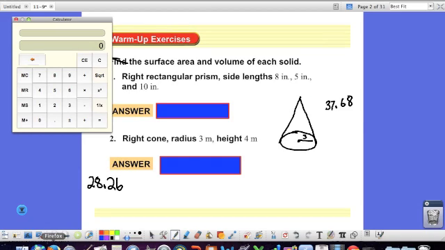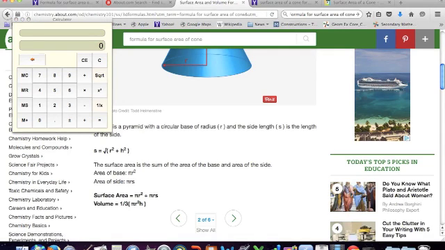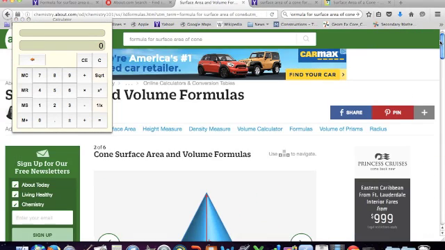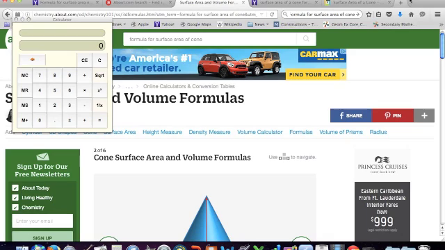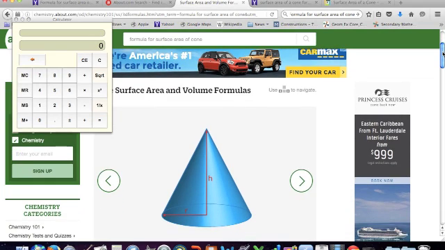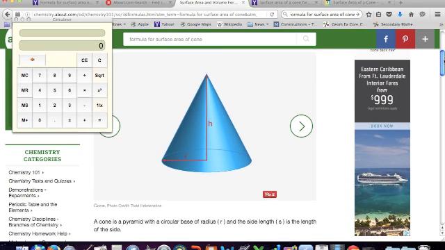So what I did was I went online and found a lovely little site here that talks about the surface area and volume formula for a cone. And I felt like it was really important to take a few minutes to go through this with you so that you understand where these formulas come from, if you're expected to kind of come up with it.